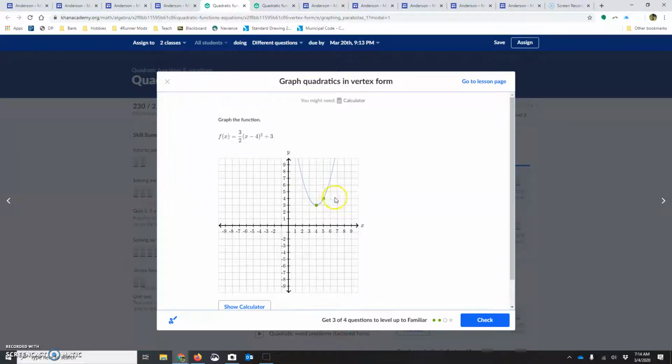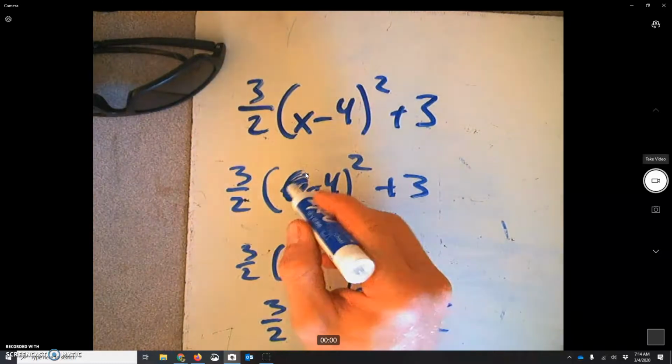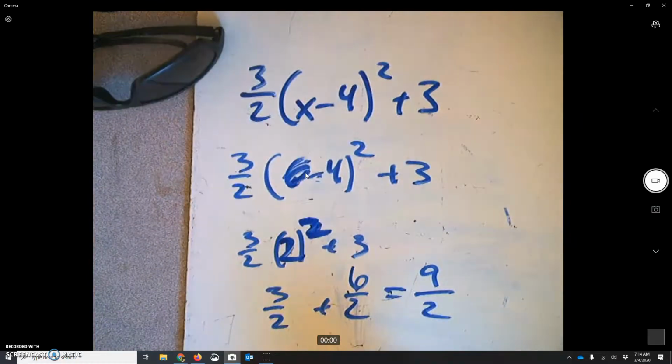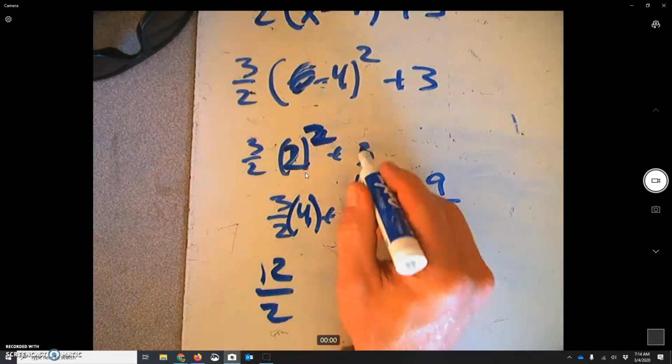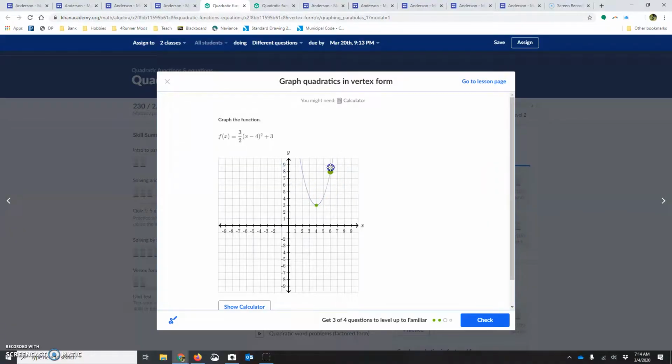Okay. So since we can't do that, let's plot one more point to the right. And hopefully if we go 2 to the right, this half will multiply out. So we'll plug in 6 now. 6 minus 4 is 2. 2 squared is 4. So 4 times 3 is 12, over 2 is 6. And then we're adding 3, so we're going to have 9. So 6 goes to 9. And that's right. Okay, one more question, and we'll call it good.